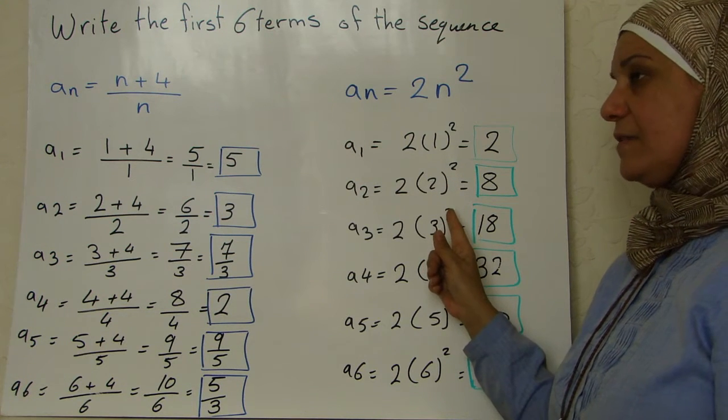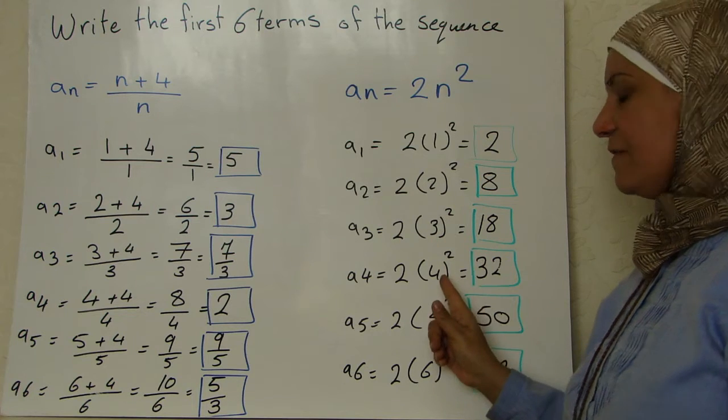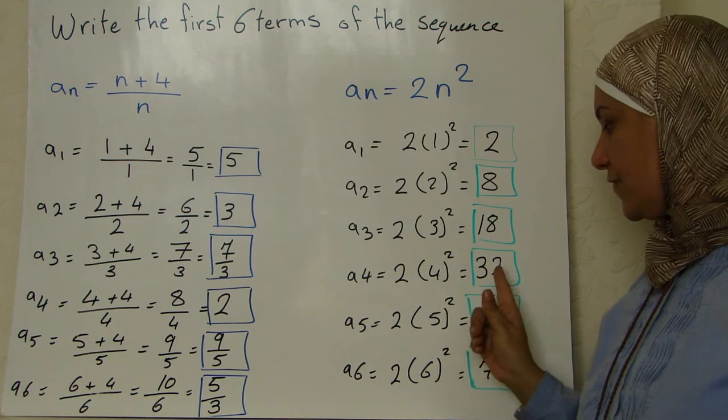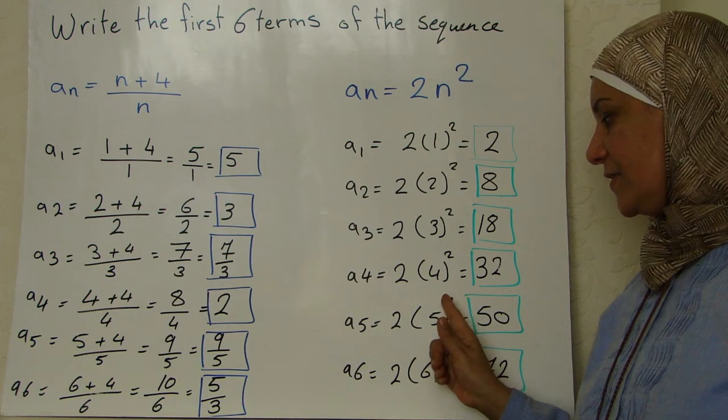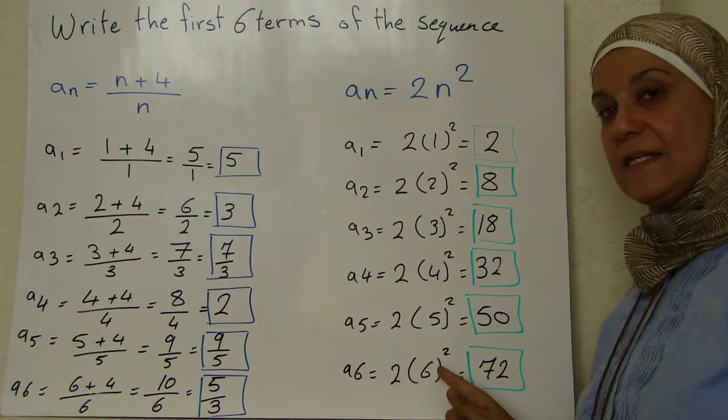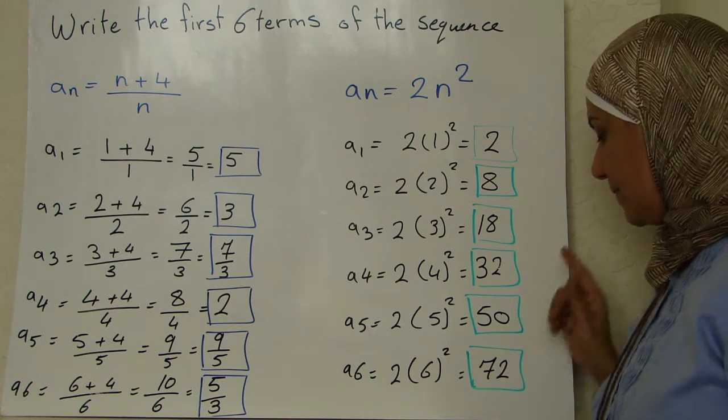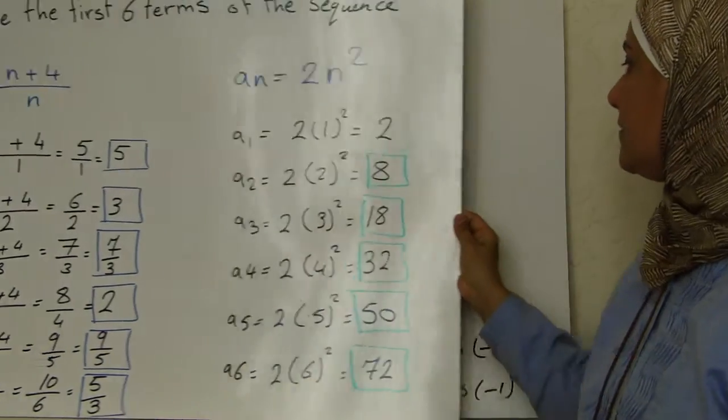3 squared, which is 9, times 2, 18. 4 squared times 2, 32. 5 squared, 25 times 2, 50. 6 squared times 2, 36 times 2, which is 72.